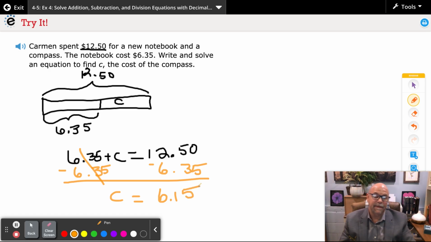Just check my math on that one. Alexa, what is $12.50 minus $6.35? 12.50 minus 6.35 is 6.15. All right, so there we go. Word problems, so we need some words. Carmen, write in a sentence: the cost of the compass was $6.15.